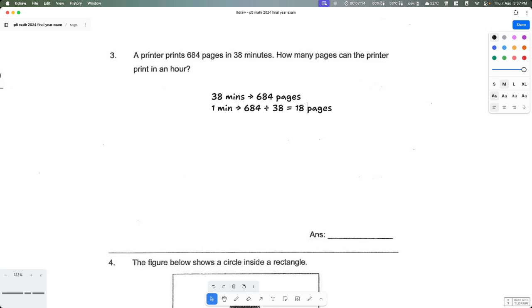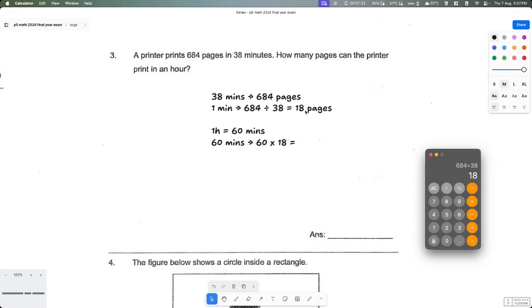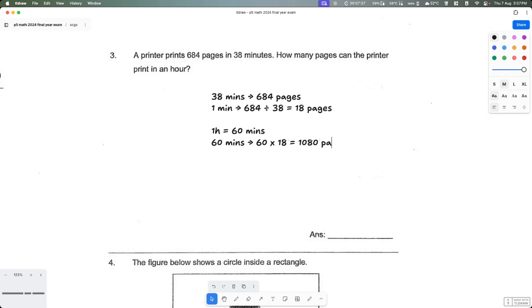So 1 hour. We know that 1 hour is equal to 60 minutes. So for 60 minutes, how many pages would it be? 60 times 18, what would this give us? 1080 pages.